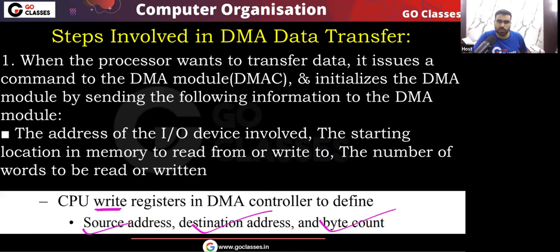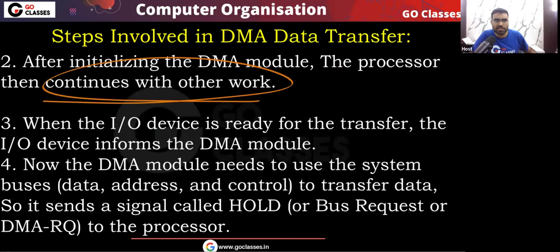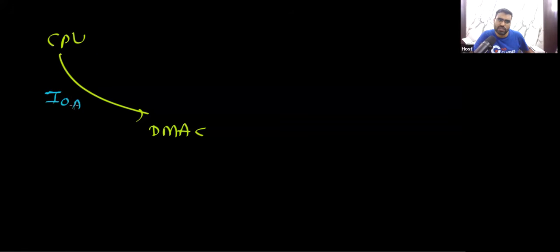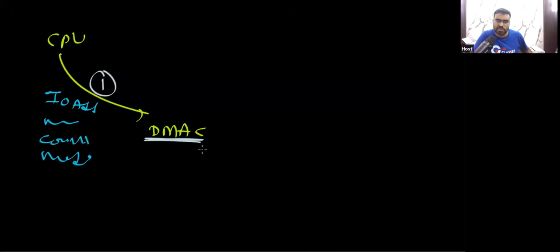Now after this, what will the CPU do? Now the CPU will do some other work. Okay, is this clear? The CPU will do some other work. Now what will happen? Now the data will become ready. Yes or no? See, very simple. The CPU has sent a signal to the DMA controller. The CPU has told everything: the IO address, the main memory address, and the count. Basically, the CPU has given all this information to the DMA controller. This is step number one.